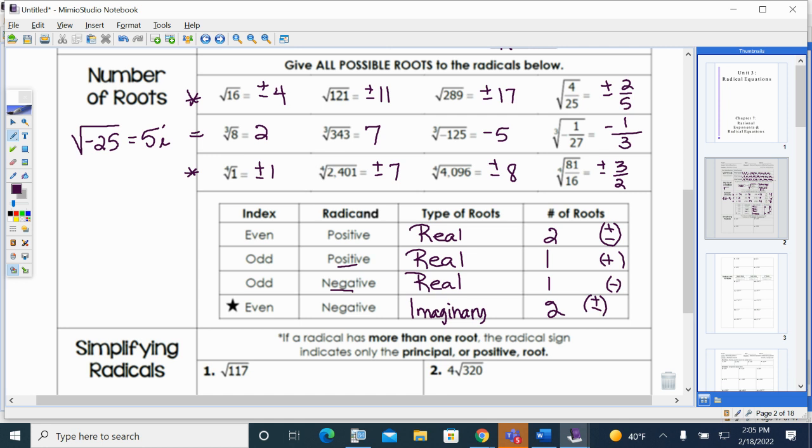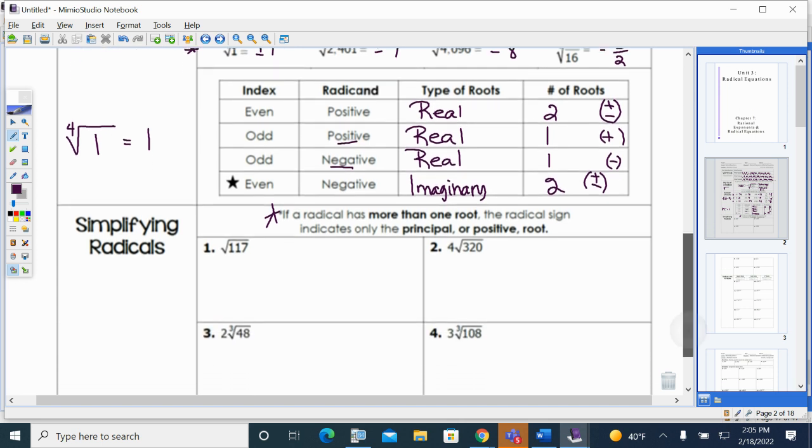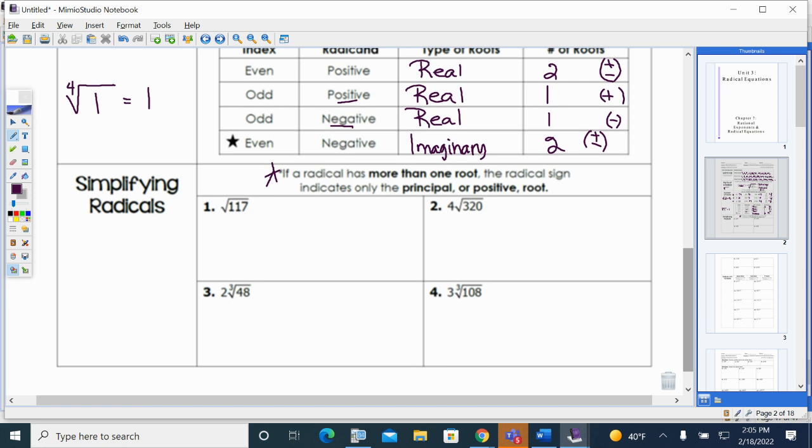All right, so right here, it says if a radical has more than one root, the radical sign indicates only the principal or positive root. So again, typically, if we're taking, say, the fourth root of 1, that's asking for the principal root, which is 1. If we were solving an equation and we were looking for all the potential possible answers, there might be an answer that could be a negative 1. But usually we're just looking for the principal or positive root.